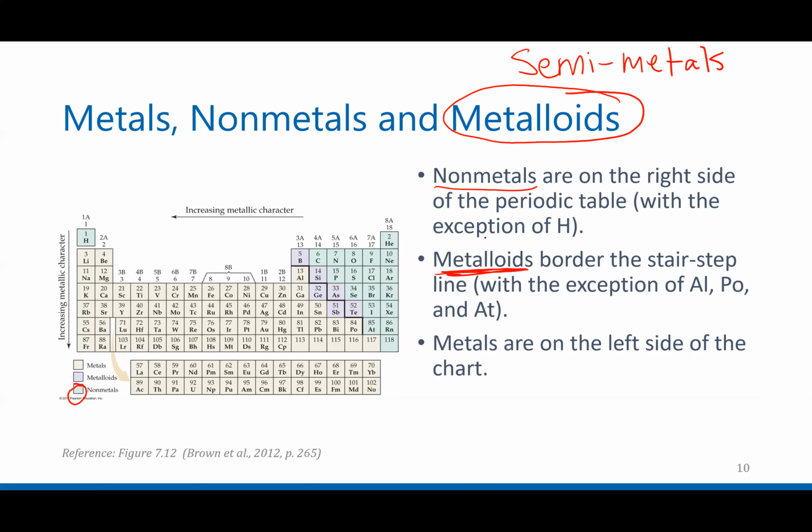Metalloids or semi-metals is the same thing. They border the staircase or stair-step line. Aluminum is not considered a semi-metal. Aluminum metal is a pure metal. Aluminum foil, you might have aluminum pots and pans in your kitchen. You might have aluminum rims on your car. Maybe not. Aluminum's pretty fragile, but aluminum is a metal. So it doesn't belong with the metalloids or semi-metals.